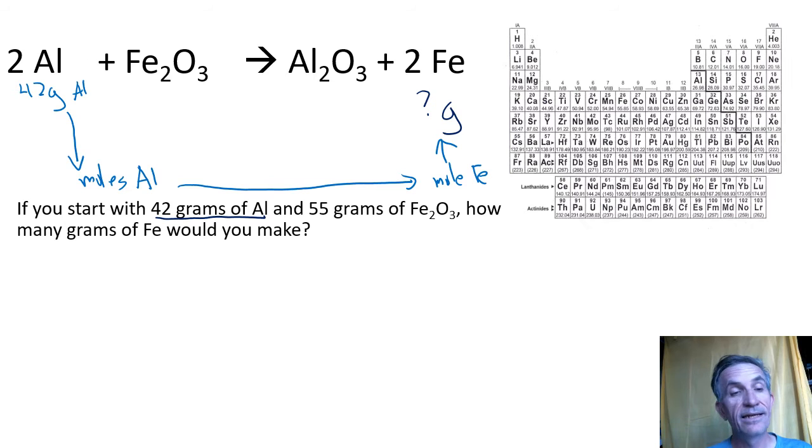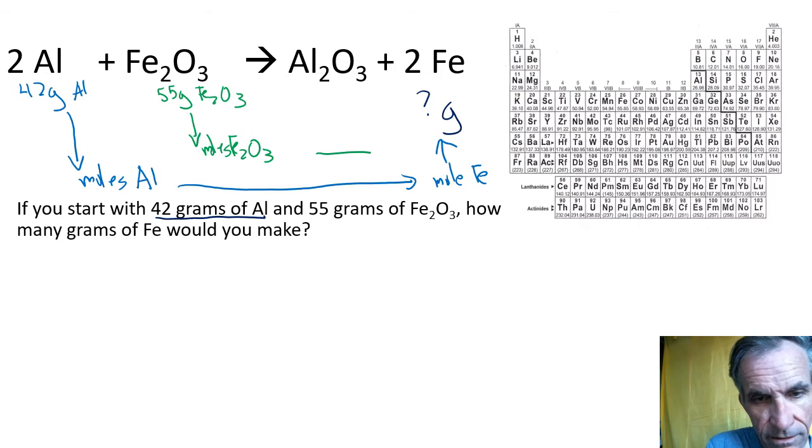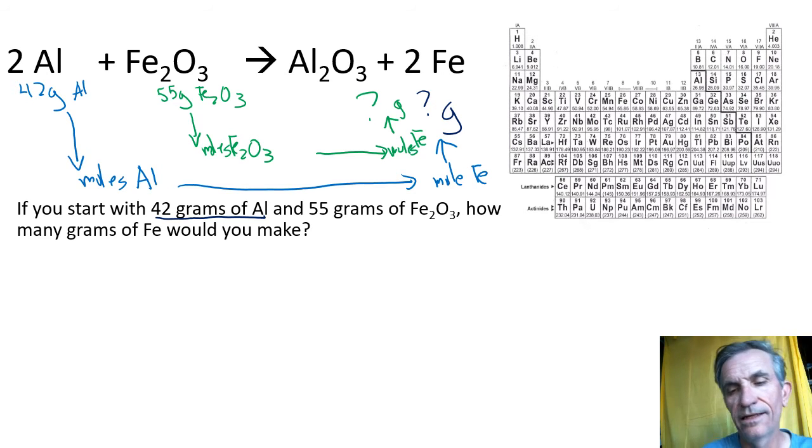All right. Now we're going to do the same thing again, but starting off with the 55 grams of iron oxide. Same exact steps. Grams of iron oxide to moles of it. Once you know moles of iron oxide, you're going to go to moles of iron. And then once you go to moles of iron, you'll go back to grams. So you're going to get the weight based on the aluminum, and you're going to get the weight of iron you can make based on the iron 3 oxide.